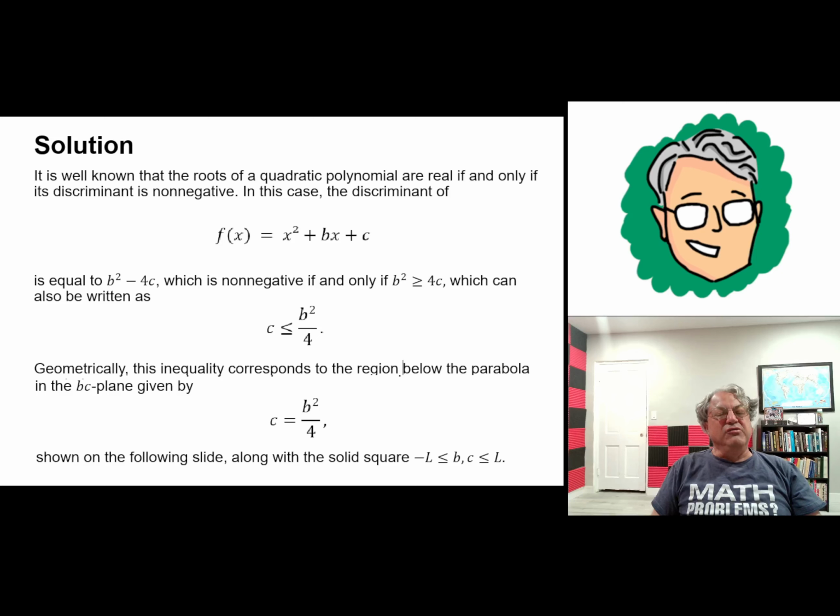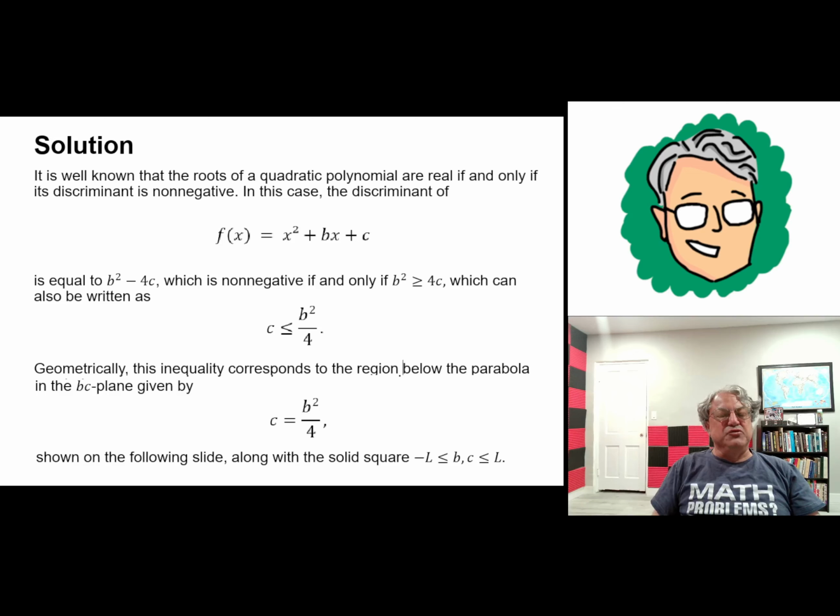But anyway, the thing you probably learned about, the thing inside the square root, is called the discriminant of the quadratic polynomial, and that's usually written as b squared minus 4ac. So we know that if the discriminant is positive or zero, then the roots are real. If the discriminant is negative, the roots are imaginary. But in this case, a is equal to 1. So the discriminant is equal to b squared minus 4c in this case.